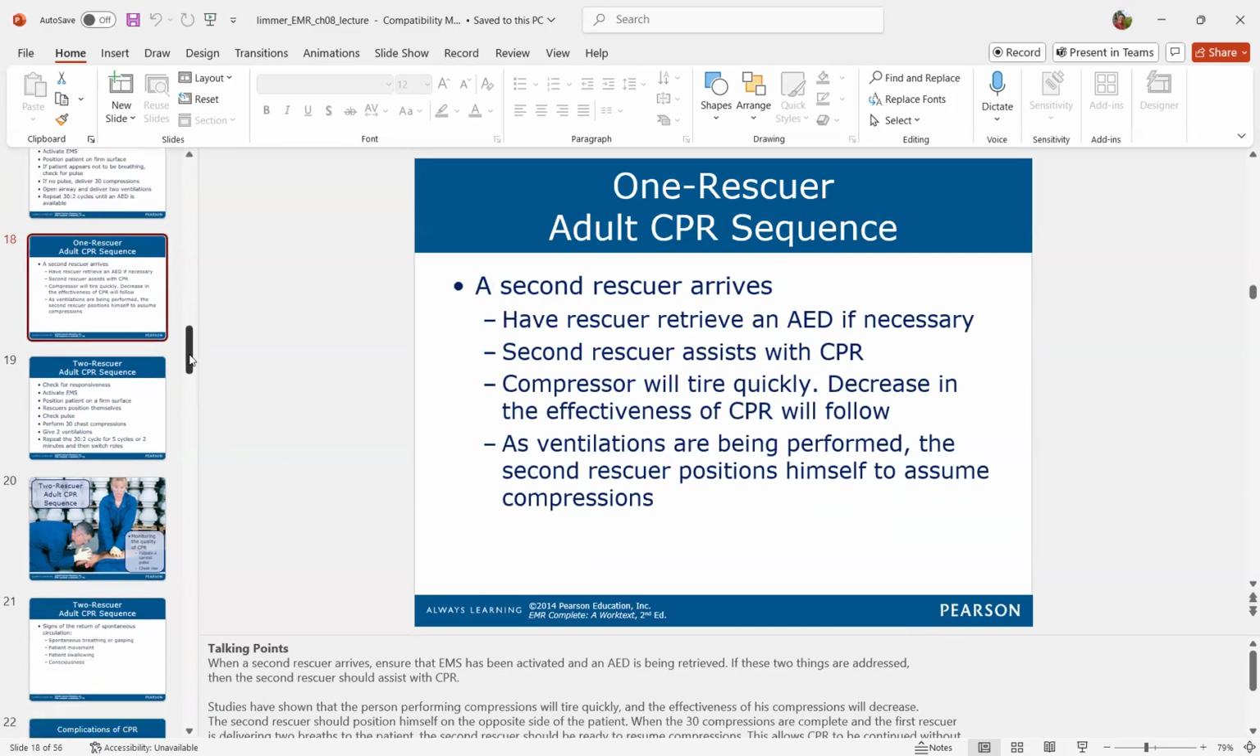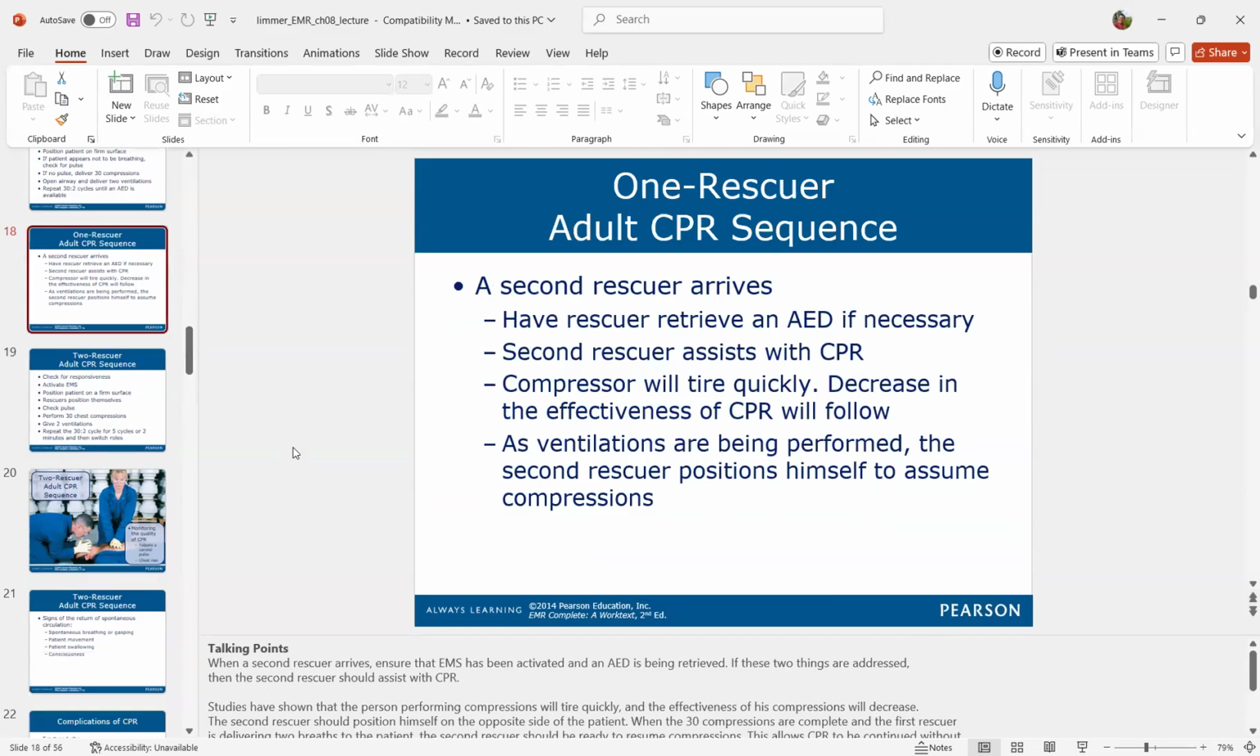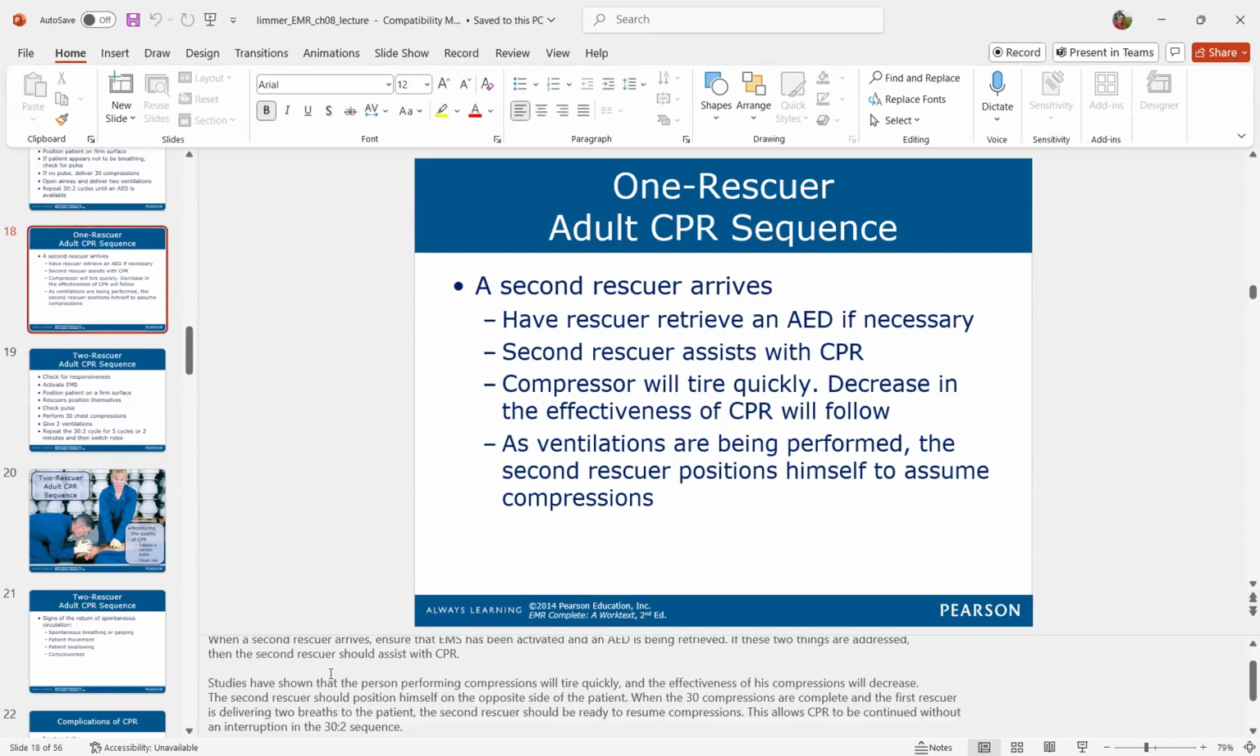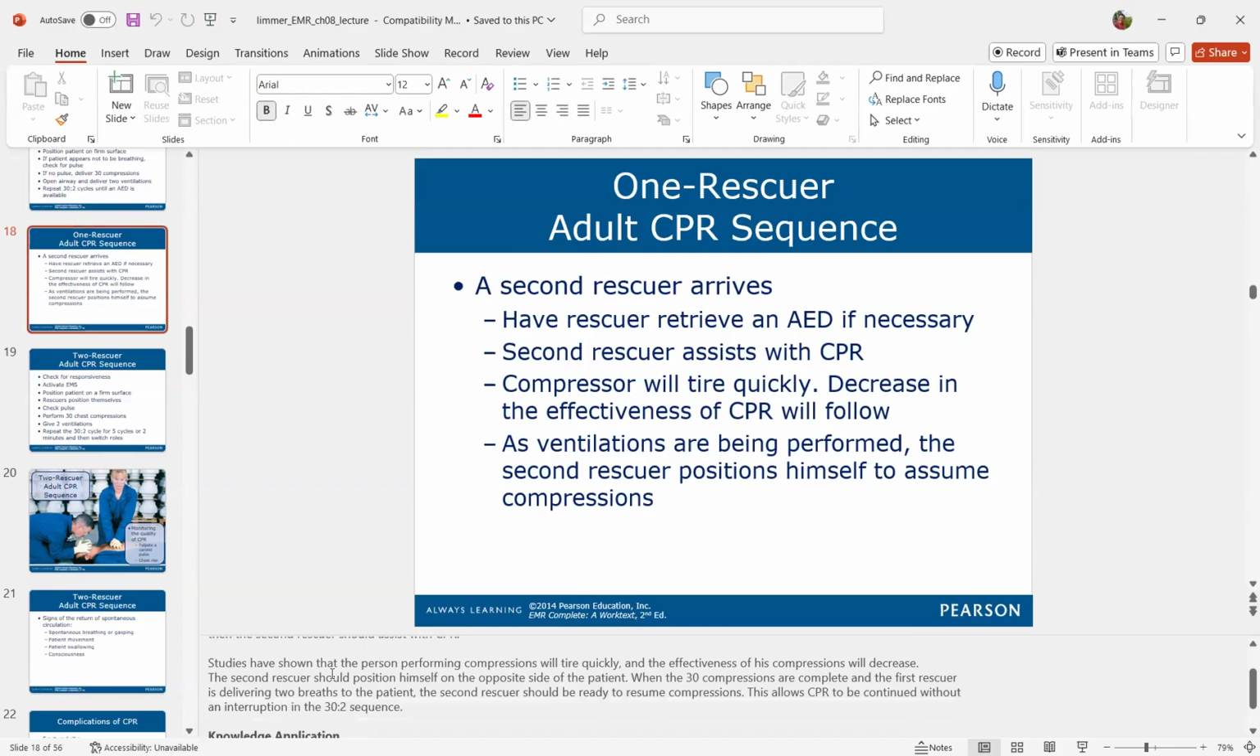Once the second rescuer arrives, have them grab the AED if you haven't already. If you don't have an AED, you can start switching off the compressions. We try to switch compressors every 2 minutes or so because it can be really tiring and it can decrease the effectiveness of the CPR that we're doing, going down those 2 inches and allowing for that full chest recoil. As ventilations are being performed, if we have a second or third person, we can just start rotating out compressions.